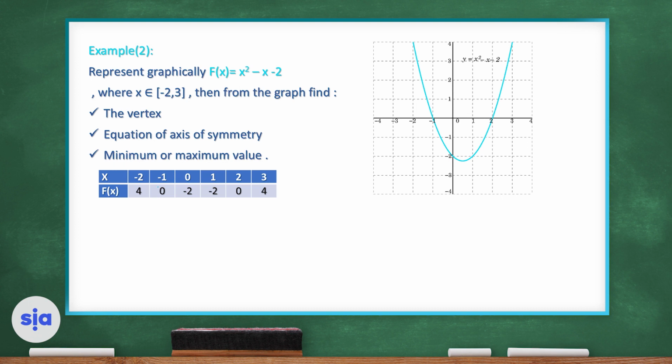As you can see here, the vertex is 1/2 and -9/4. For sure, once we get the vertex, we can easily get the equation of axis of symmetry. The x part of the vertex is 1/2, so the equation of axis of symmetry is x equals 1/2. And the minimum or maximum value. As you can see here, the vertex is a minimum value, and the minimum value is y equals negative 9/4.